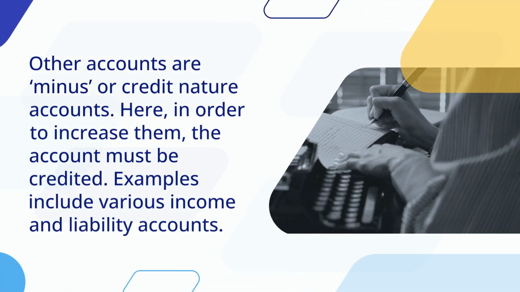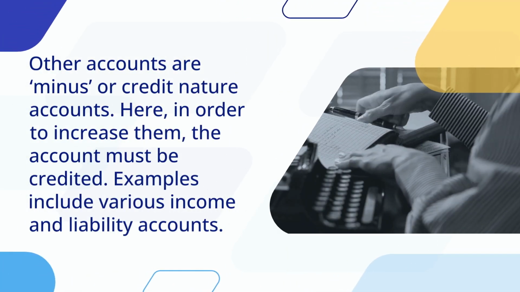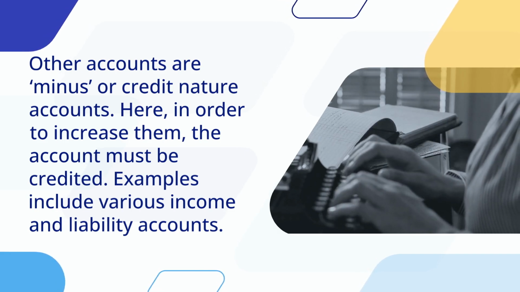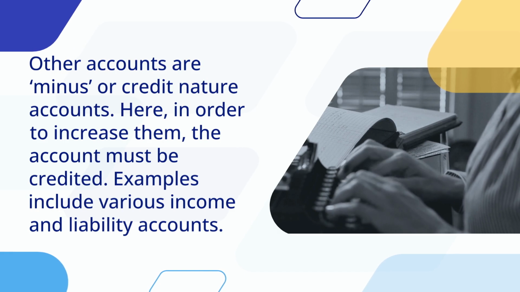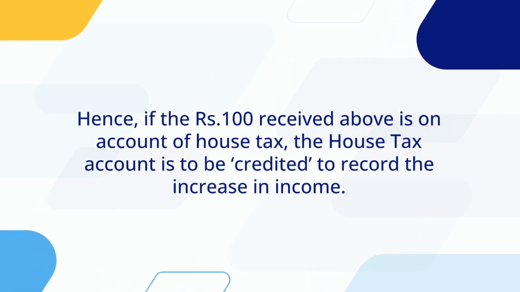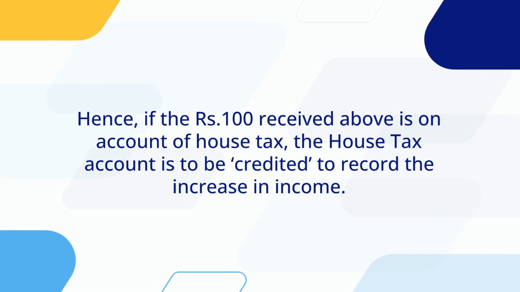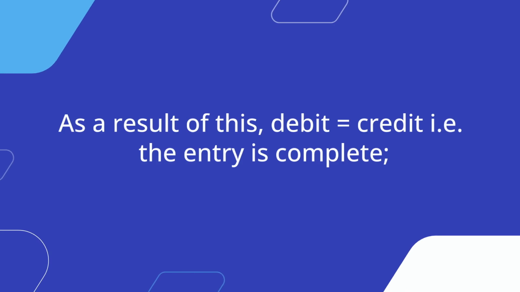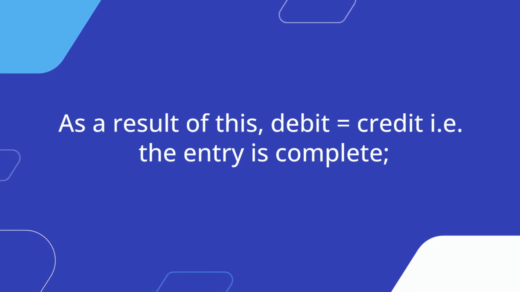Other accounts are minus or credit nature accounts. Hence, in order to increase them, the accounts must be credited. Examples include various income and liability accounts. Hence, if the Rs 100 received above is on account of house tax, the house tax account is to be credited to record the increase in income. As a result of this, debit is equal to credit, that is, the entry is complete.